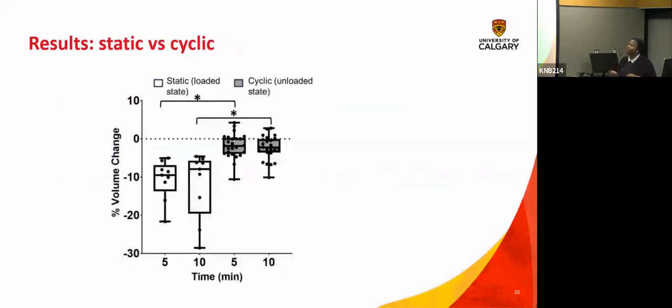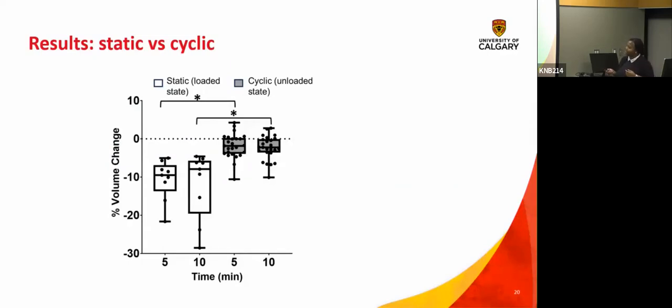So now, looking at comparing the static to the cyclic loading, as expected, the cells for the tissues where the static loading was applied lost a lot more volume than the cells during the cyclic loading, which we kind of expected.